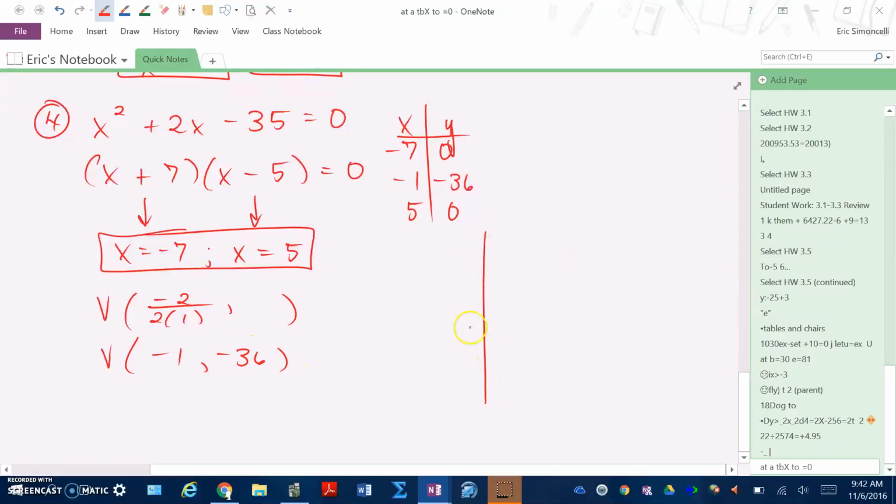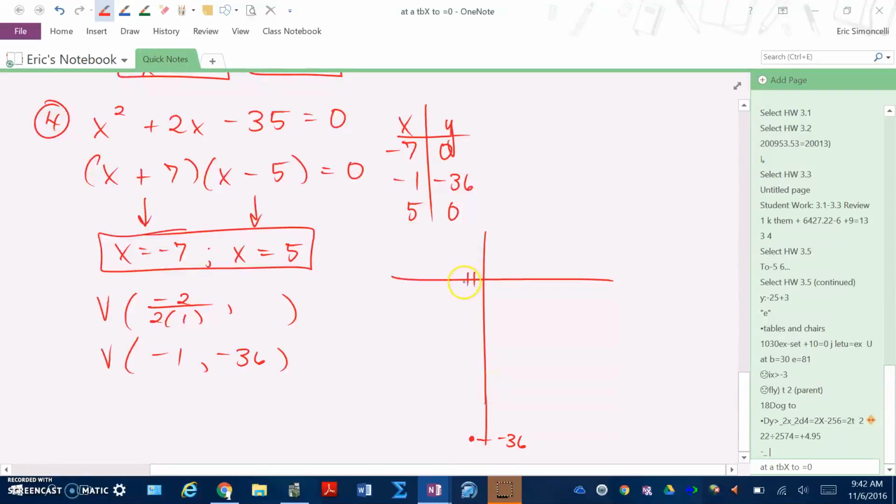I'm ready to graph, so here's my xy axis. I'll make my negative y direction a little bit more prevalent here. So that negative 1, comma, let's make that negative 1, negative 36, let's stretch that all the way down, maybe somewhat here. Negative 1, negative 36 is here.